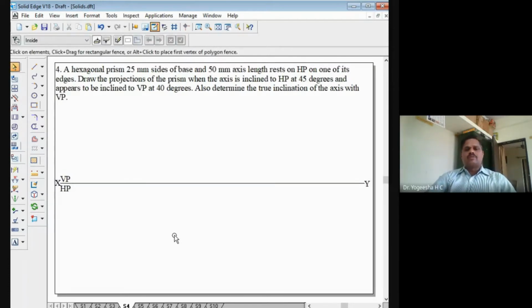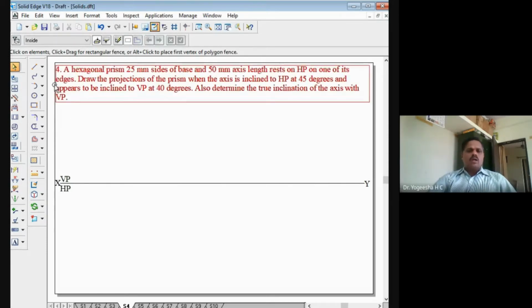So it is a hexagonal prism resting with one of its sides on HP. Similar to the previous problem, the axis is inclined to HP at 45 degrees and the axis appears to be inclined to VP at 40 degrees. So in case of the inclination to VP, it is similar to the second problem, but in case of the resting side, it is similar to the initial position, similar to the first or third problem.